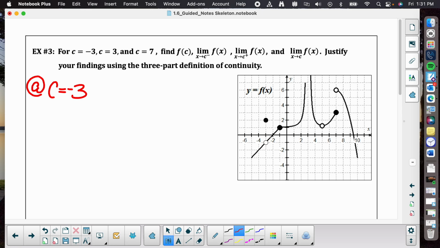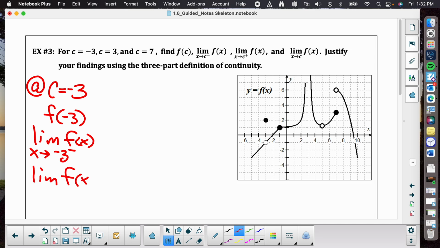So there are 3, 4 things. We want to find f of -3. We want to find the limit on the left of -3. And then on the right. And I was hoping you could help us find that. And then these two together are the two-sided limit, so it's sort of a fourth. But you don't have to do the two-sided ones separately.